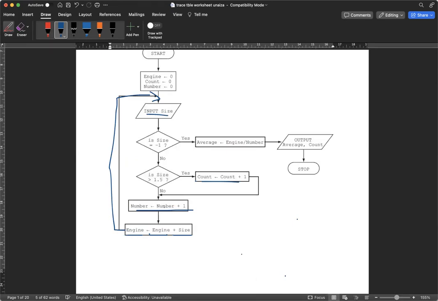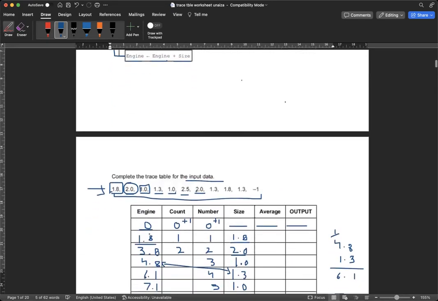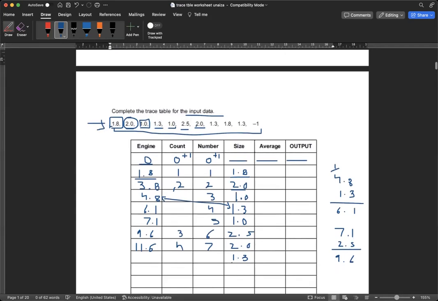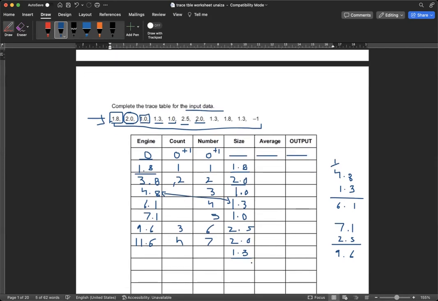Next step is again input size. What is the next size? Thank God you have told me in the 7th attempt. What is the next size? 1.3. Okay, 1.3. Is it equal to negative 1? No. It's 1.3, and it's greater than 1.5, so we're going to move on.